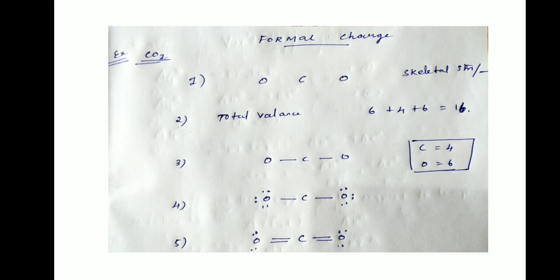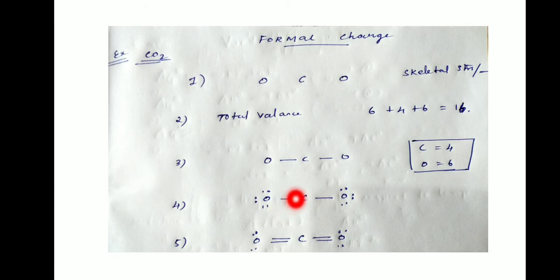Next question, formal charge. Same 1 to 3 mark question. First point, draw the structure, for example CO2. Carbon has the lowest atomic number, so it is the central atom, with oxygen on the left and right. Total valence electrons: oxygen 6, carbon 4, oxygen 6, total 16. Third point, draw single bonds between the atoms.